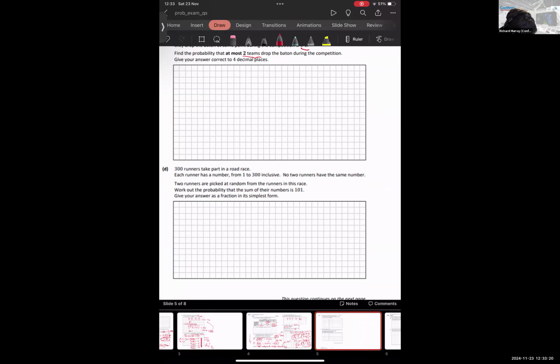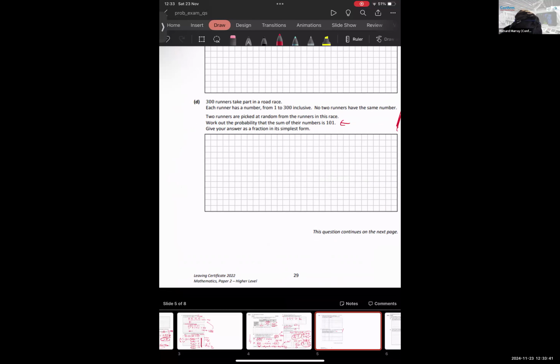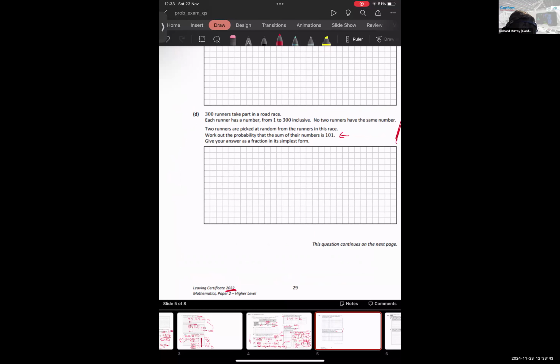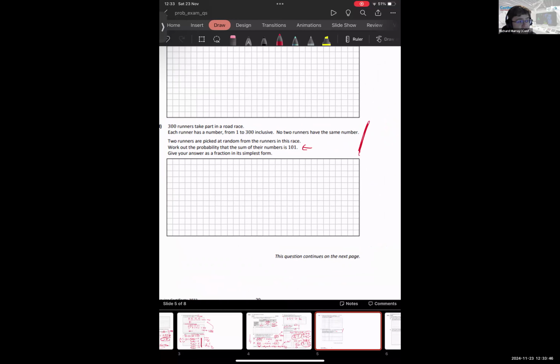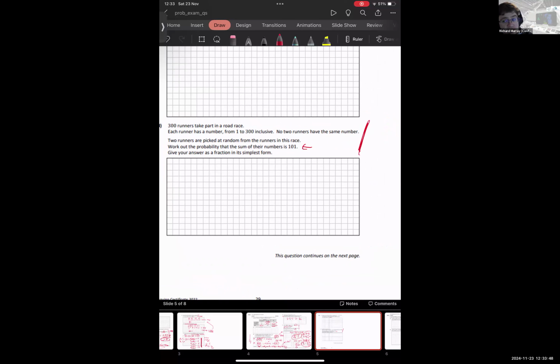We can see that this question is a slightly strange question. They're asking you to find the probability of two runners from the race to have the sum of their numbers equal to 101, and then to express it as a fraction in its simplest form. This one is one where you need to puzzle out some answers here and go from there. It's an interesting question. I'd recommend it. It's from the 2022 paper. It's a good one. It's a little bit complicated, so you may need to refer to the solutions for it.